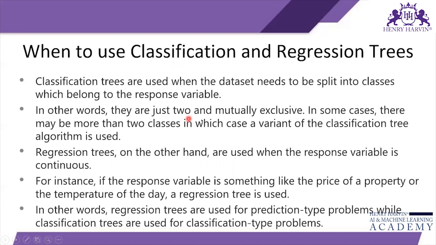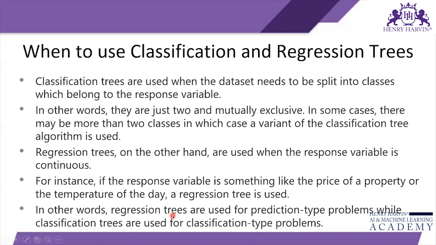In other words, they are just two mutually exclusive classes. In some cases, there may be more than two classes, in which case a variant of the classification tree is used. Then the regression trees, on the other hand, are used when the response variable is continuous. For instance, if the response variable is something like the price of a property or the temperature of the day, a regression tree is used where we have to predict a value.